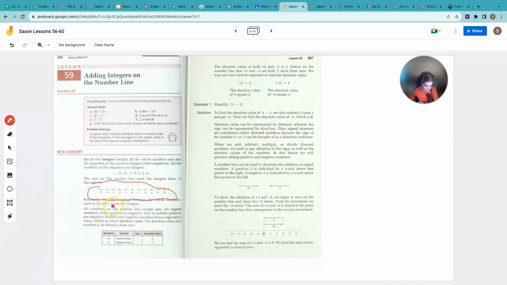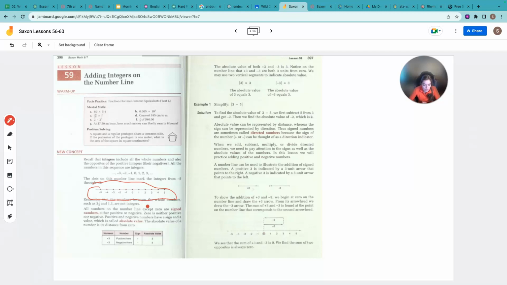Remember that numbers between the whole numbers, such as 3 1/2 and 1.3, are not integers. So, integers include everything that is whole numbers. So, -2, even though it's negative, it's still a whole number. But it doesn't include things like 2 1/2. They're either negative or positive.